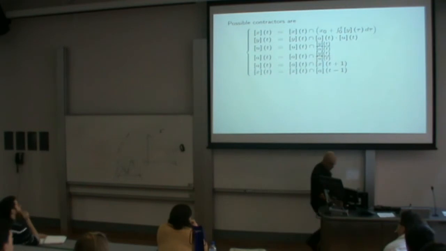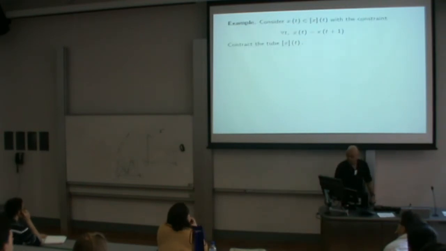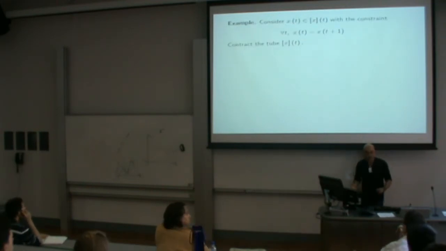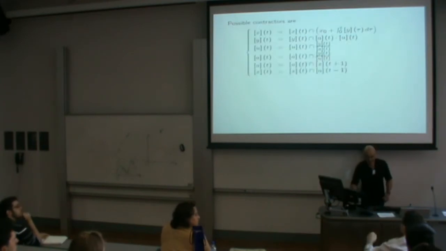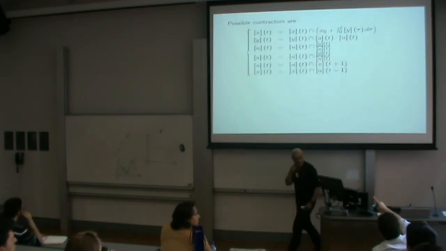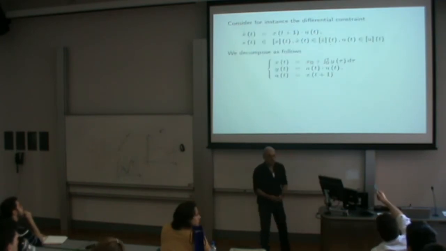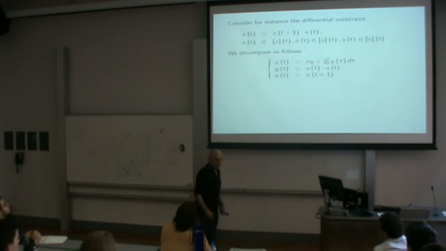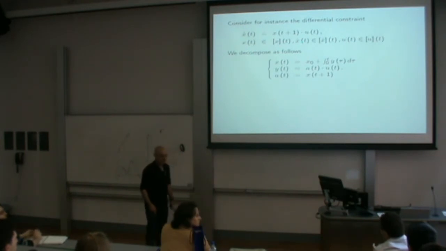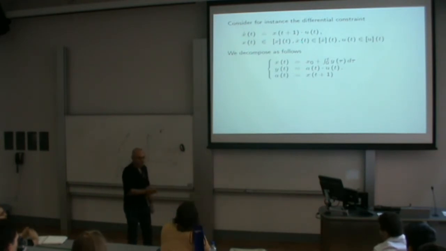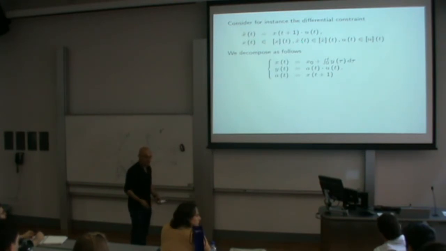Okay? Tell me if you don't understand. Sorry, a question. In the prior slide, you assumed that you have a tube for the velocity, the derivative. Is it always possible? No, sometimes it's possible, sometimes it is not possible.